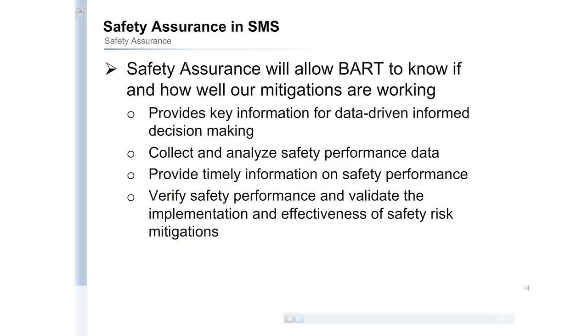Safety assurance will allow BART to know if and how well our mitigations are working. It provides key information for data-driven, informed decision-making. Collect and analyze safety performance data. Provide timely information on safety performance. Verify safety performance and validate the implementation and effectiveness of safety risk mitigations.